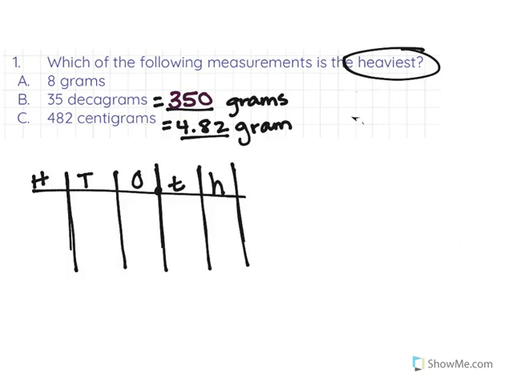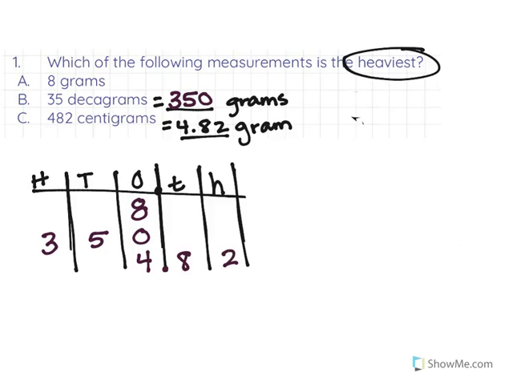I know when we compare values, we have to compare the values by their place values. So let's start with A. A has 8 grams. 8 is in the ones place. B is 350 grams. That's 0 in the ones, 5 in the tens, 3 in the hundreds. And C was 4.82 grams. That's 4 ones, 8 tenths, and 2 hundredths.